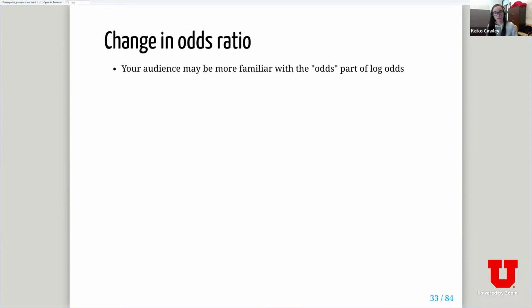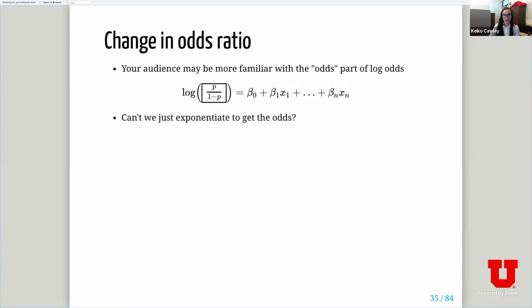All right, so another option then is to present the change in odds ratio. Your audience might be more familiar with the odds part of log odds, right? I think from the context of gambling, we've heard odds before. And in the logistic regression equation, this is where the odds part is. Can't we just exponentiate to get the odds? Sure we can, and it's pretty simple. We get this equation here.